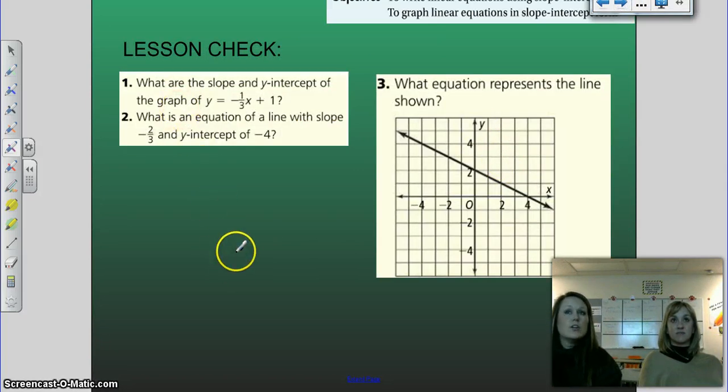All right. So, lesson check. Number 1, what are the slope and y-intercept of this? So you're just looking at this equation. And number 2, what is an equation of the line with this slope and this y-intercept? And the last one, write an equation for this graph. Now, there's no points on here. You're going to have to put the points on first. Find your points to figure out your slope. And I also see that this is sloping down, so there's a hint for you.